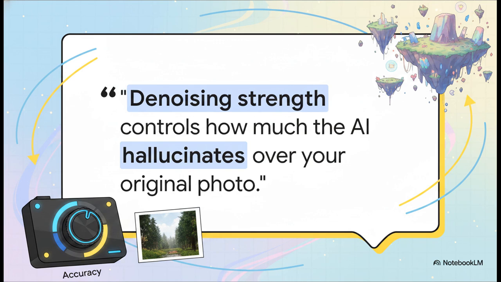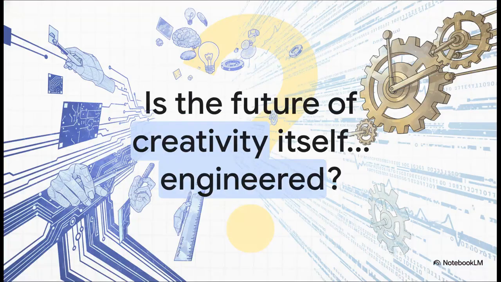And look, if you take only one technical term away from all this, let it be this one. That one setting, denoising strength, is your direct control knob for creativity versus accuracy. It's you telling the AI exactly how much it's allowed to hallucinate or invent on top of your photo structure. A low number gives you high fidelity. A high number gives it more creative freedom. Simple as that.